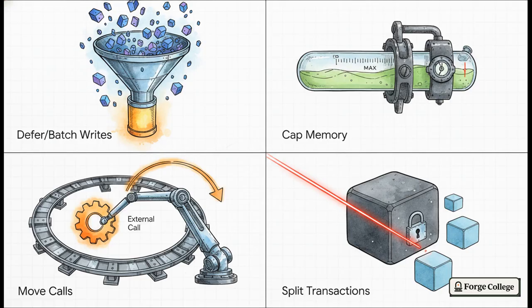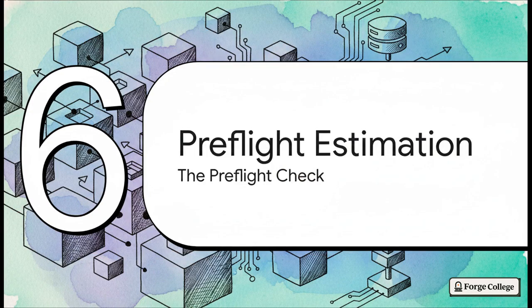Third, if you have unavoidable external program calls, pull them out of the loop, do them once. And finally, if the job is just inherently too massive, you literally have to split the processing across multiple transactions to stay safely under those per-transaction ceilings. Almost at the end here. Section 6, explaining pre-flight estimation.